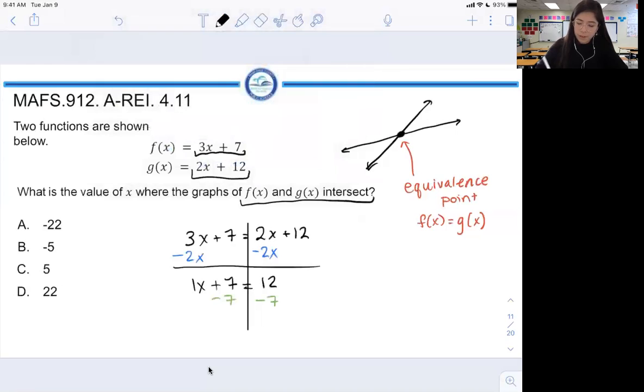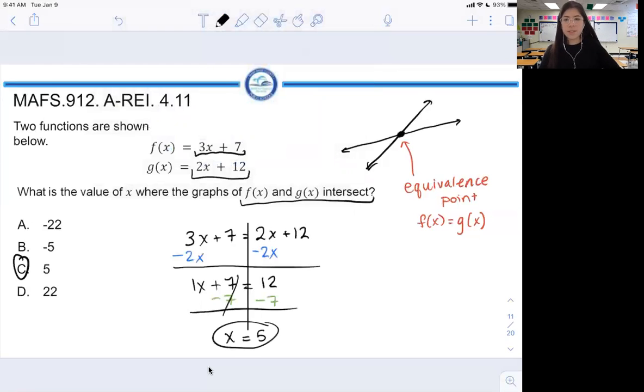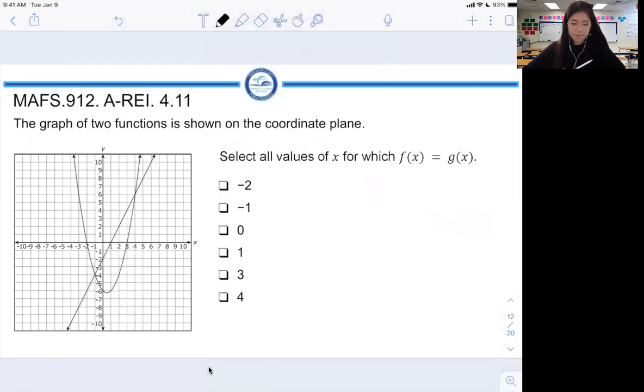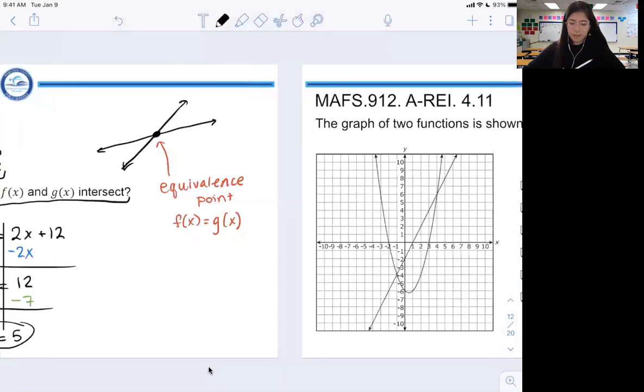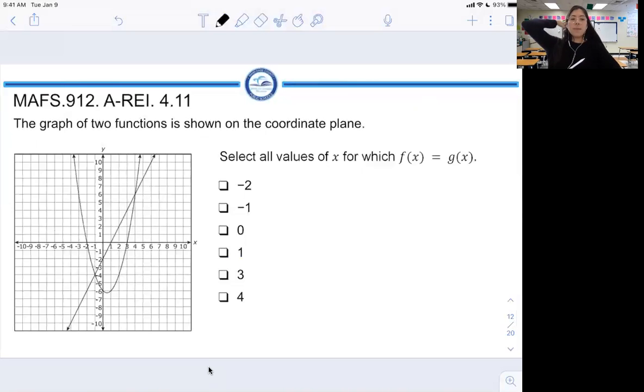Perfect. And we know that 1x is the same as just x. So there you go. Easy, quick math. This is a simple problem. Do I have any questions? No. Was that a yes or no? No questions. Okay. Next one. Wait, did I skip one? No. Okay. Now, same idea.